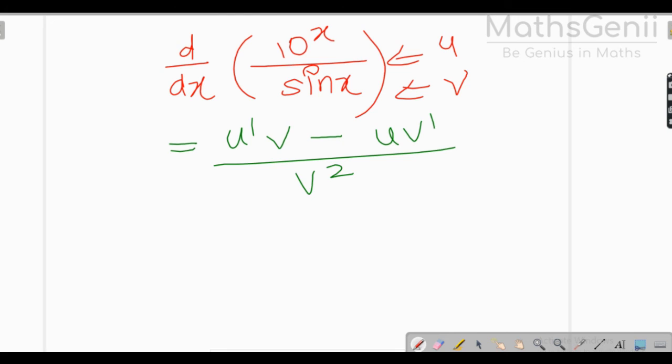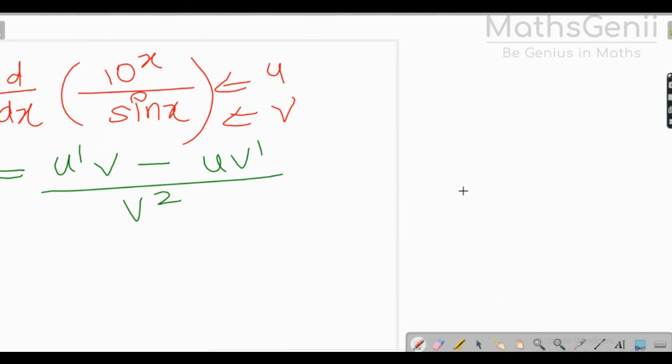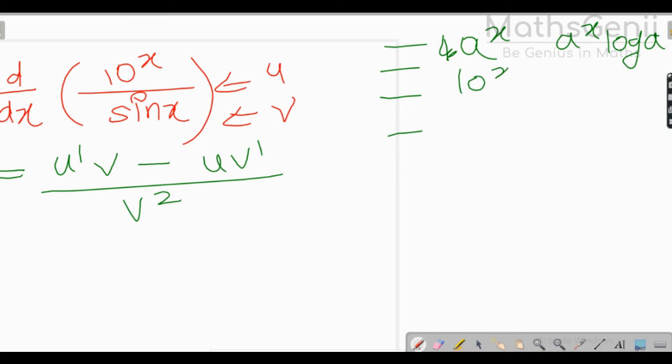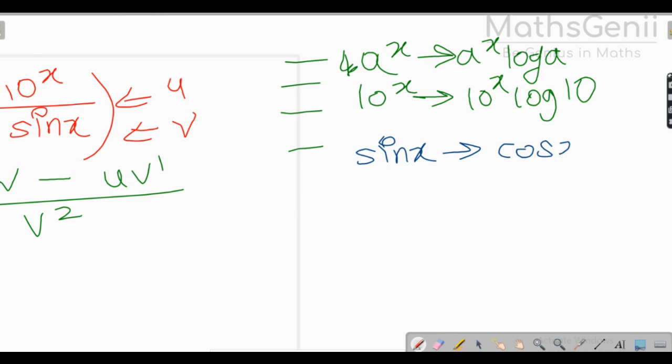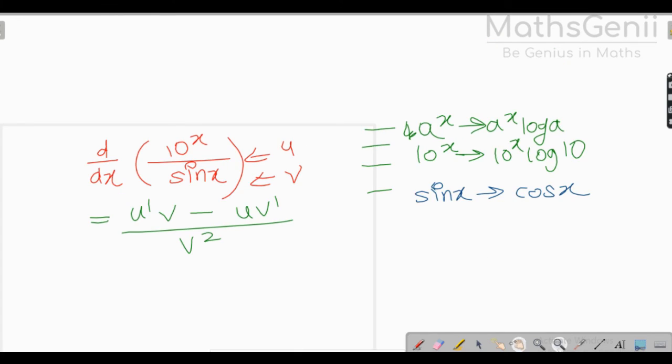Okay. Now I'll just quickly write. If you wanted to find the derivative of 10 raised to x, you will use the formula a raised to x log a. It is the formula of a raised to x. Here in place of a, you have 10. So it's going to be 10 raised to x log 10. So the derivative of this is this. Then what is the derivative of sin x? Derivative of sin x is nothing but cos x. That's it. That is what you need to know for this question.